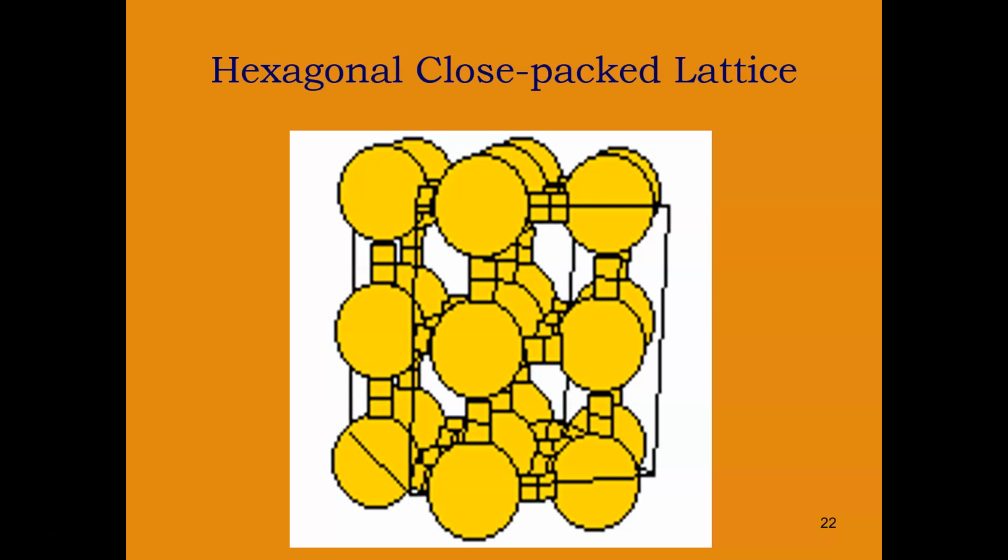Hexagonal close-packed lattice. When it is heated, it has a coarse grain structure, can become brittle and lose toughness. Examples are cadmium, magnesium, titanium, and zinc.